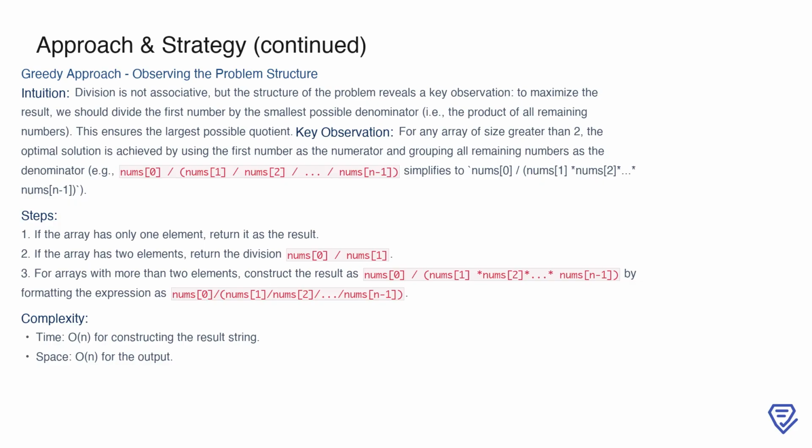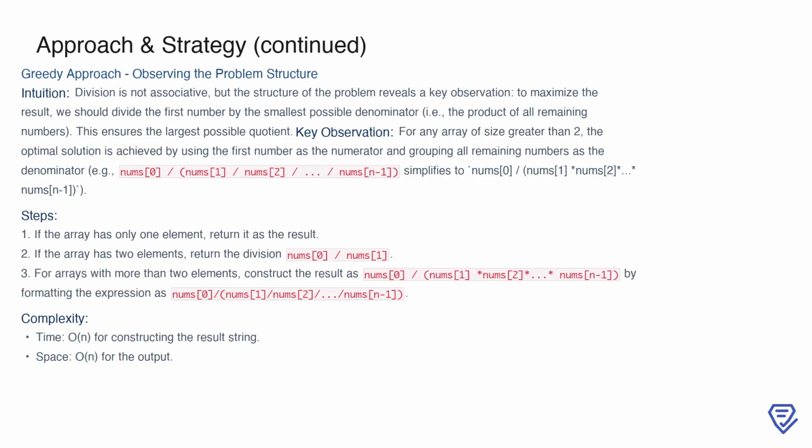For example, instead of sequentially dividing numbers, we can reformat the expression so that the first number is the numerator, and the product of all subsequent numbers forms a single denominator. This simplifies to nums[0] / (nums[1] * nums[2] * ... * nums[n-1]).